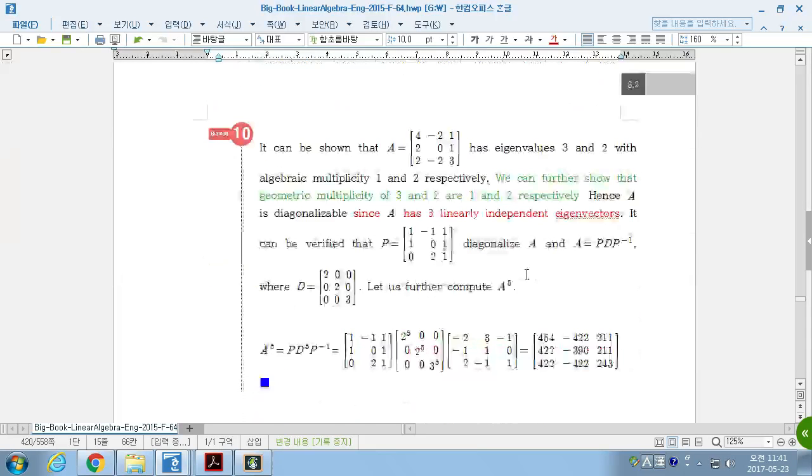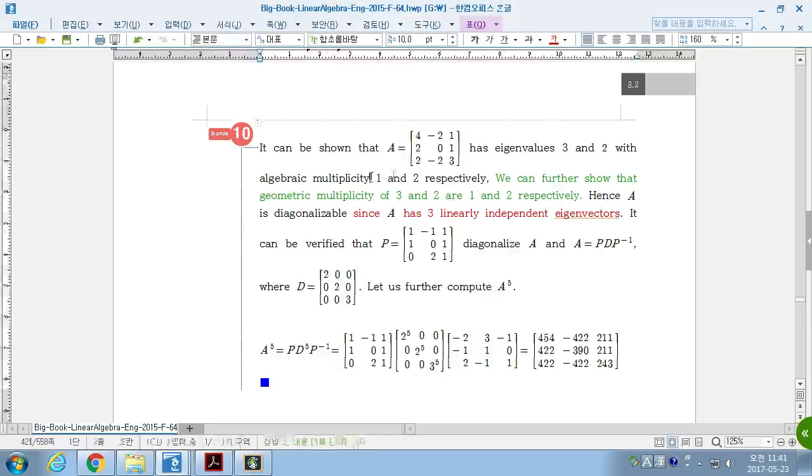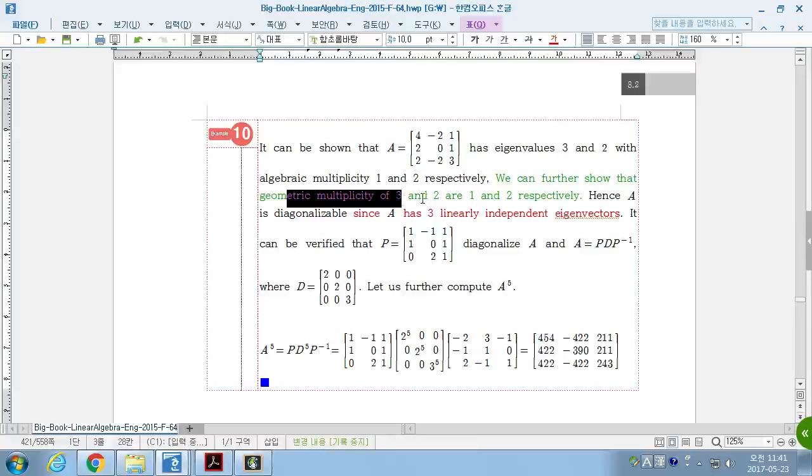Then, this is the last example. It can be shown that this matrix has eigenvalues 3 and 2, with algebraic multiplicities 1 and 2 respectively. Then we further show that the geometric multiplicities of 3 and 2 are 1 and 2 respectively. Hence, A is diagonalizable since A has 3 linearly independent eigenvectors. So the geometric multiplicity of eigenvalue 3 is 1, and the geometric multiplicity of eigenvalue 2 is 2.